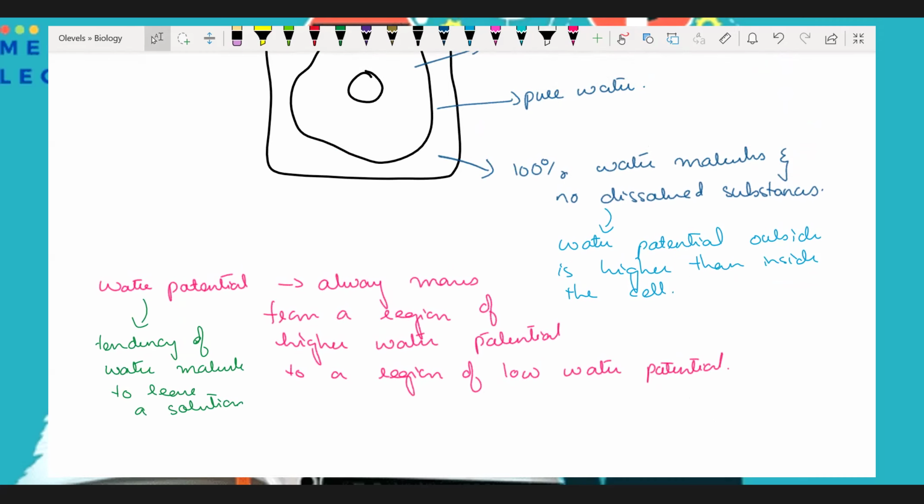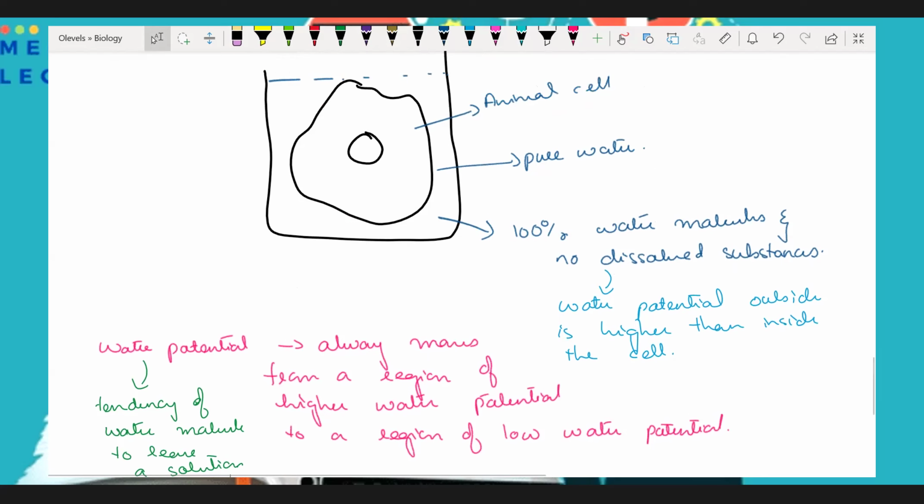Okay, now in this animal cell that we were discussing, we know that the water molecules are in greater concentration outside the animal cell. What's going to happen in this case is that slowly these water molecules will start going inside the cell through the process of osmosis, right?